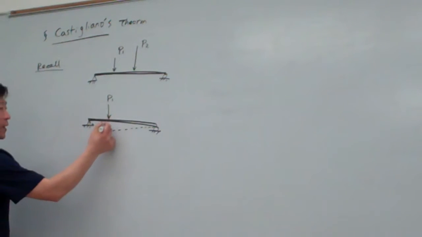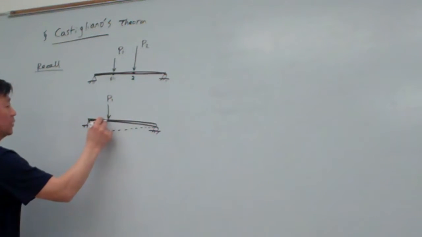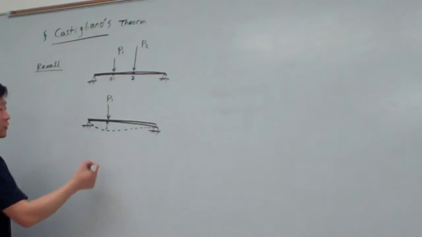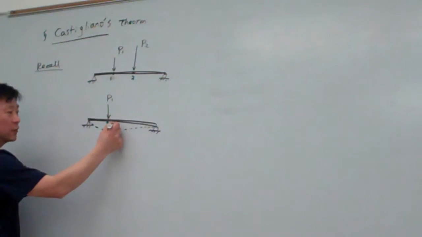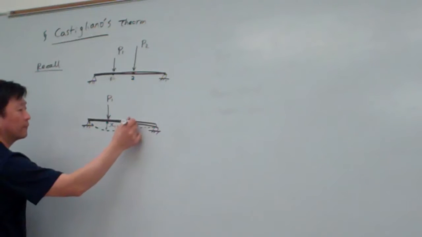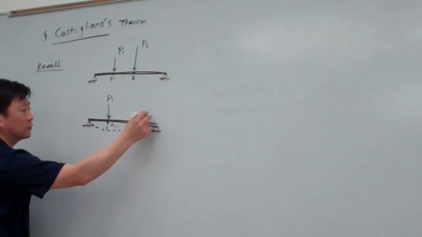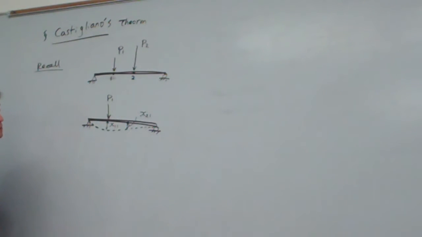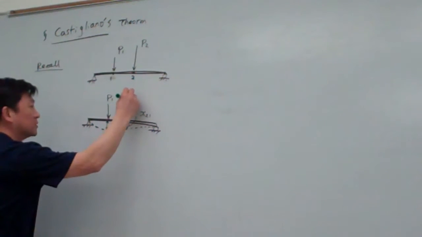And upon this, this is point 1 here, let me call it point A, and this is point 2. At point 1, according to our notation, this denotes the x at location 1 due to loading 1. At point 2, we have the deflection at point 2 due to loading 1. And then subsequently, we added the second loading.